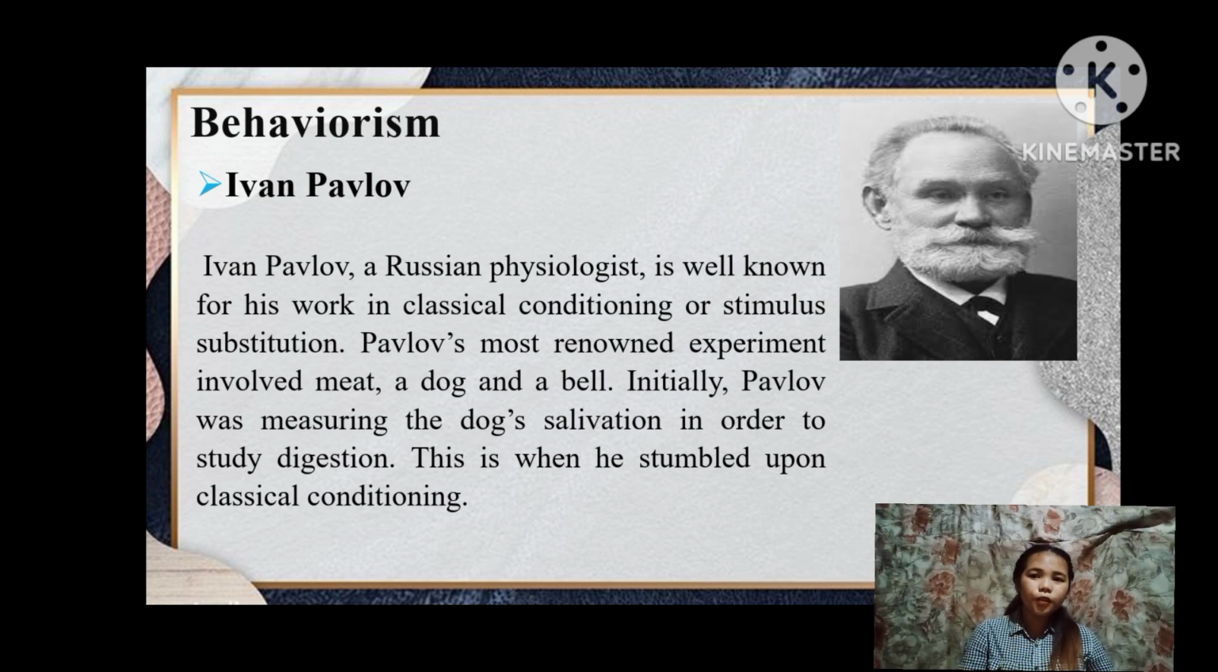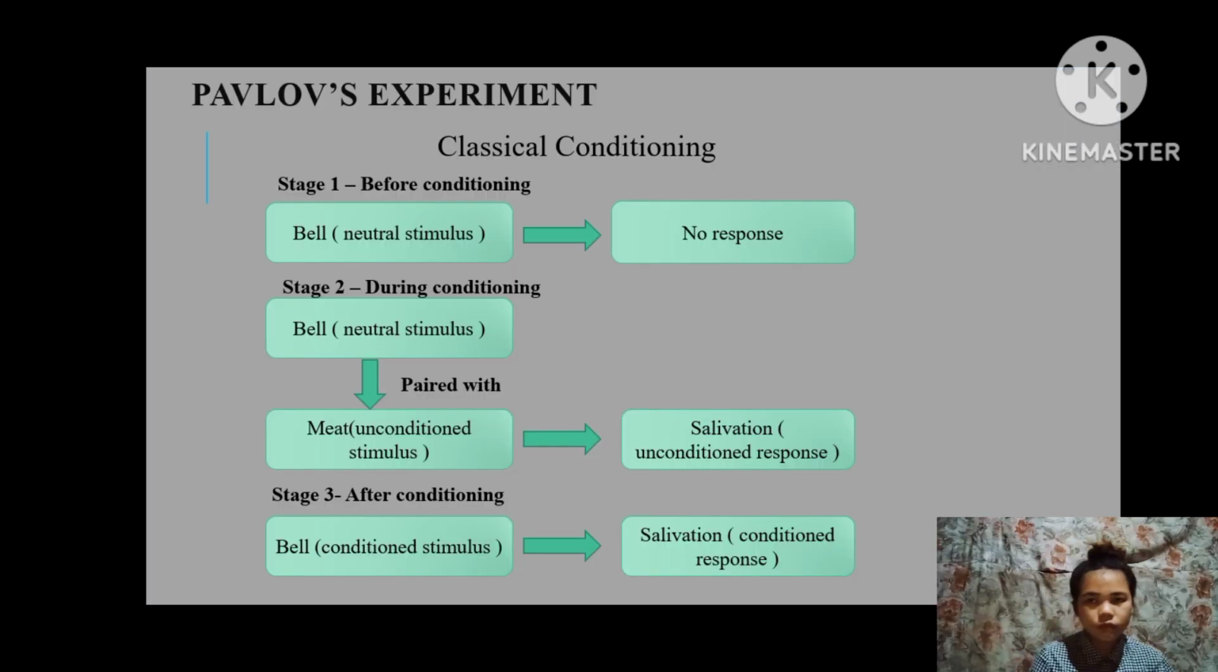Ivan Pavlov, a Russian physiologist, is well known for his work in classical conditioning or stimulus substitution. Pavlov's most renowned experiment involved meat, a dog, and a bell. Initially, Pavlov was measuring the dog's salivation in order to study digestion. This is when he stumbled upon classical conditioning. So this is the classical conditioning of Pavlov's experiment.